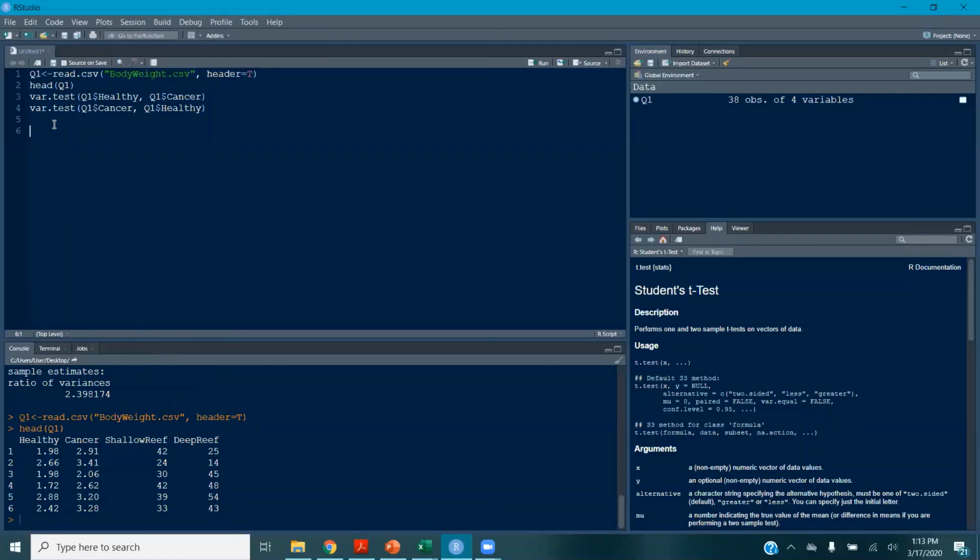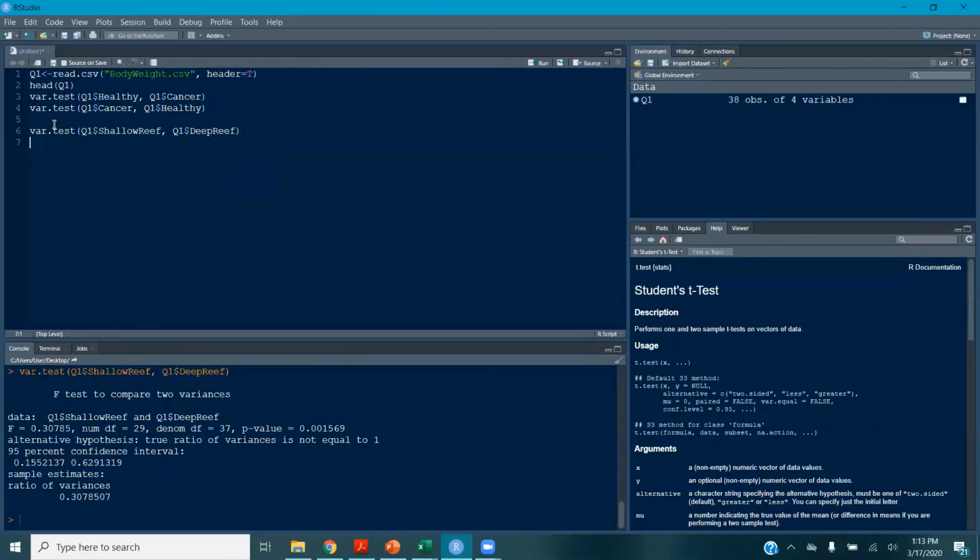I'll space down just a little bit, and we're going to use the same test, var.test. We're still calling this data Q1, but now we're using the columns shallow reef and also from Q1 deep reef. Running this test, let's take a look at the fcalc value and the p-value. So first of all, the fcalc value is less than 1. That indicates to us that the arguments need to be switched so that the column with the greater variance will be used in the numerator of this calculation. Remember that the p-value will be the same either way.